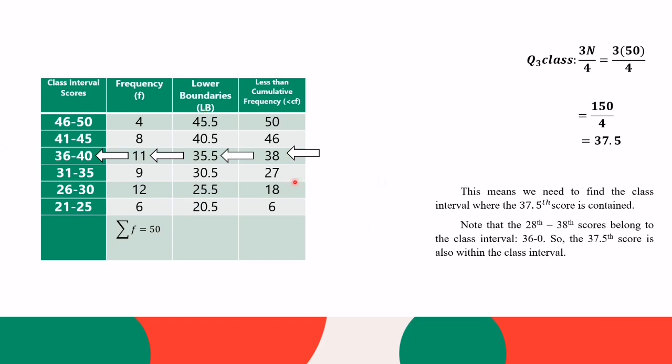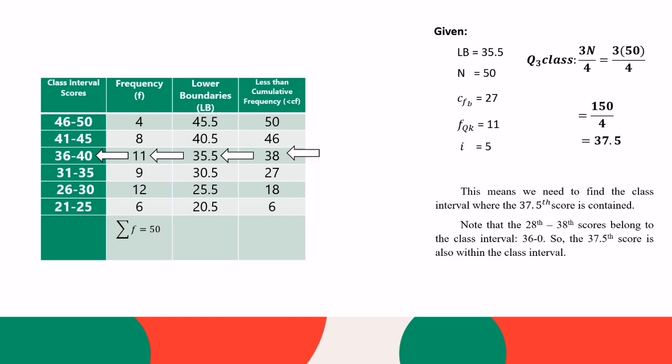So now let's proceed with our given. Our LB is 35.5, our N is equal to 50, our CF sub B is equal to 27. Again, it is 27 because we are looking for the one before. So our cumulative frequency is 38, and we are looking for the before, so it's 27. And then our F is equal to 11. And for the last one, our I is equal to 5. Very good.